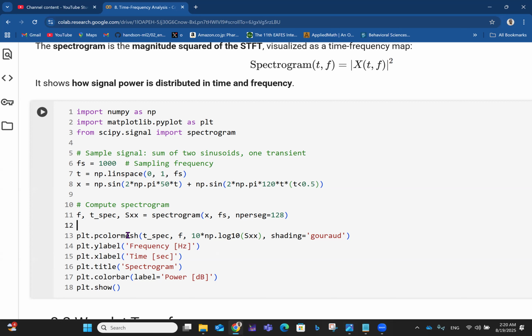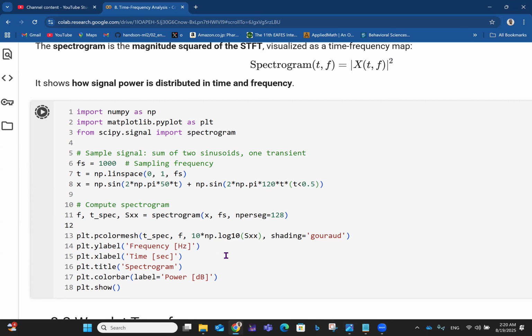Then to plot this, instead of a regular plot, you need a pcolormesh. It takes the t_spec you get from the spectrogram, the frequency array also, and then 10 log 10 of the Sxx that you also get from the spectrogram. The shading is Gouraud, or you can change the shading to other options. The y label is frequency, the x label is time in seconds. We are talking about a spectrogram, and the color bar shows decibels, like sound.